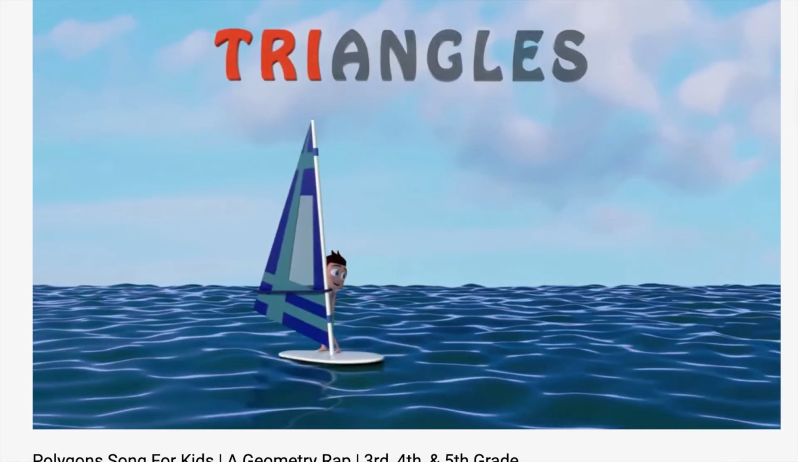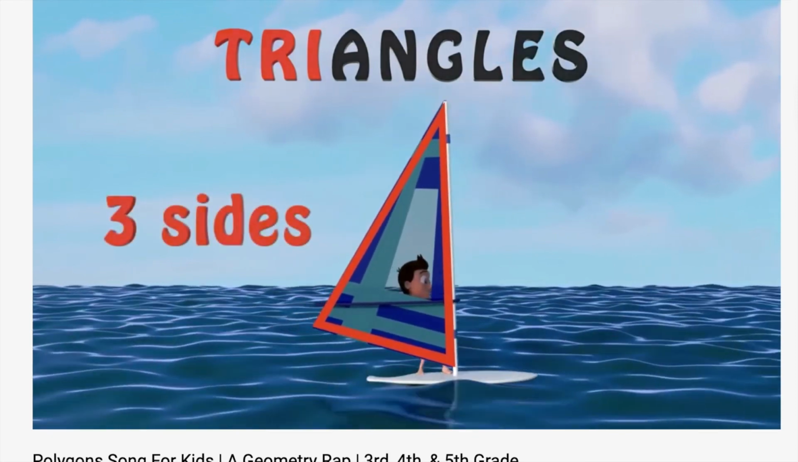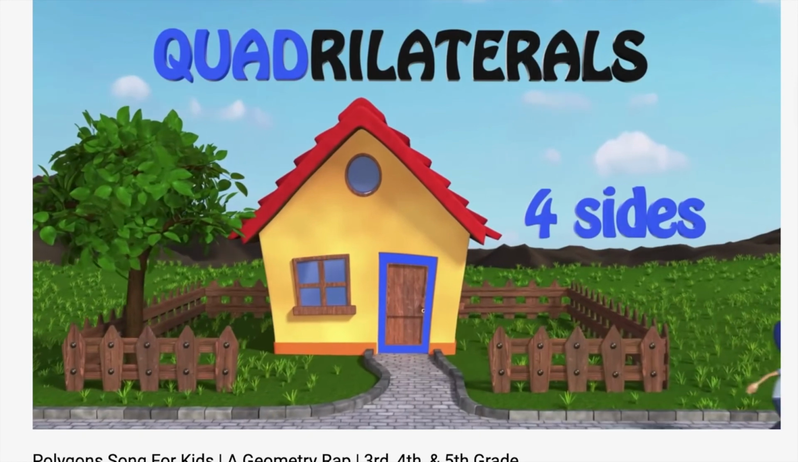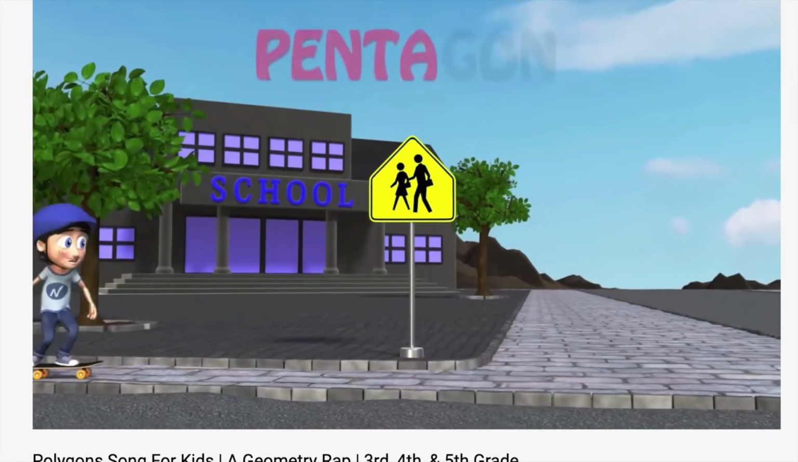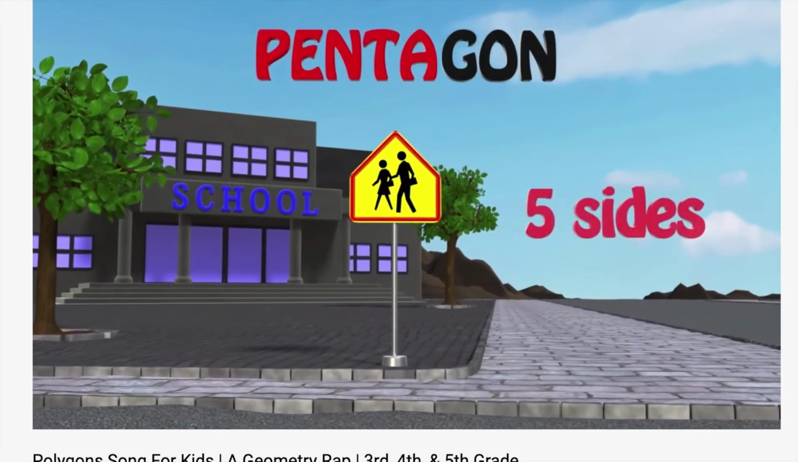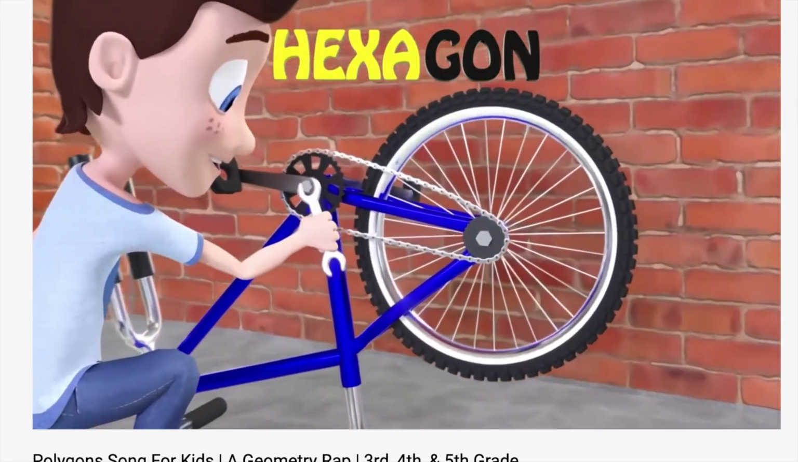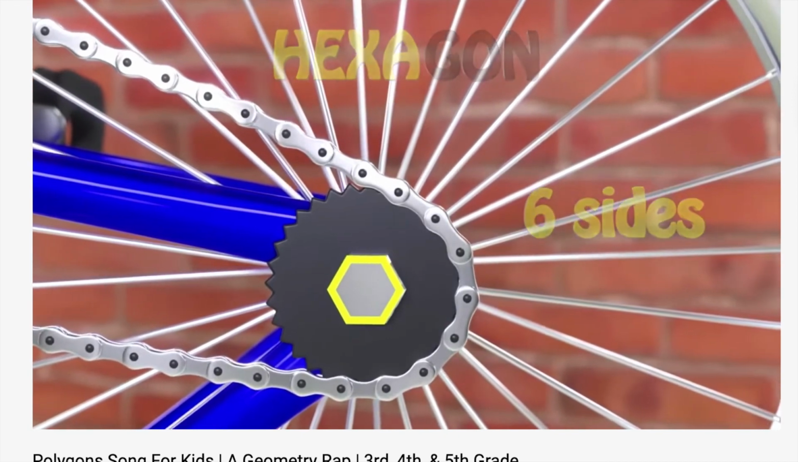Tri is a prefix that means 3. Triangles have 3 sides like a sail on the sea. Quad, a prefix that means 4. Quadrilaterals have 4 sides like a door. Penta is a prefix that means 5. Pentagons have 5 sides like a school's walk sign. Hexa, a prefix that means 6. Hexagons have 6 sides like a bolt we twist.